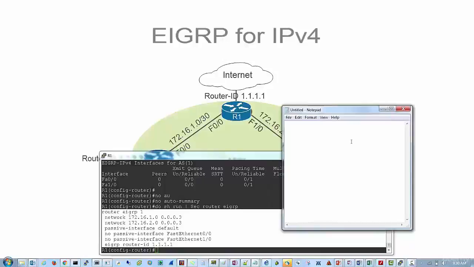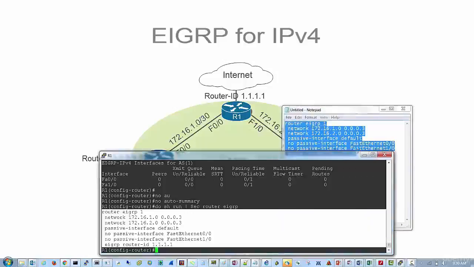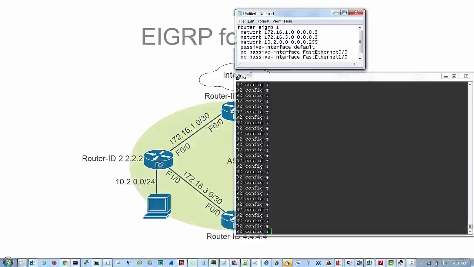Since you have the idea of how to configure it, I'm going to cheat a little bit, and when we configure the other routers, I'm going to just modify R1's configuration in Notepad here. Alright, so the configuration is pretty much the same, except we have this additional network statement to advertise the LAN network 10.2.0.0. That's a /24 network, so it ends up being a different wildcard mask, and then no auto-summary.